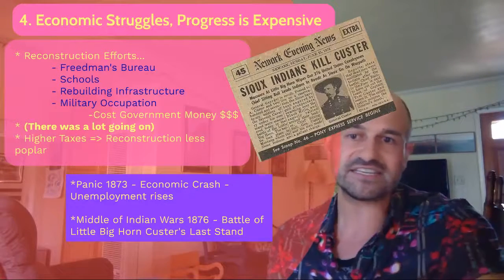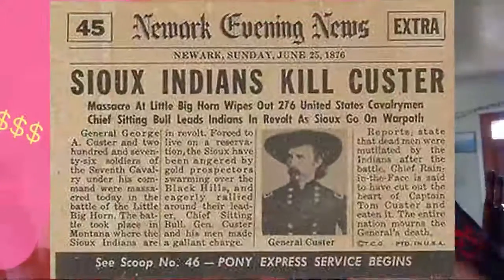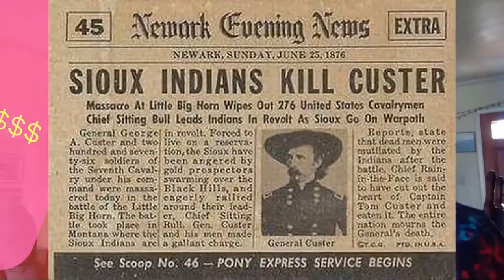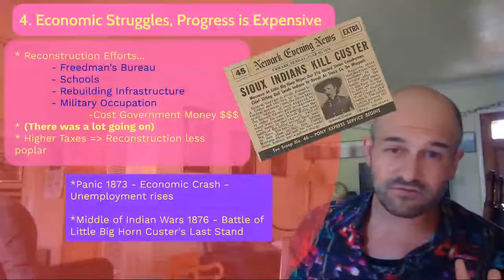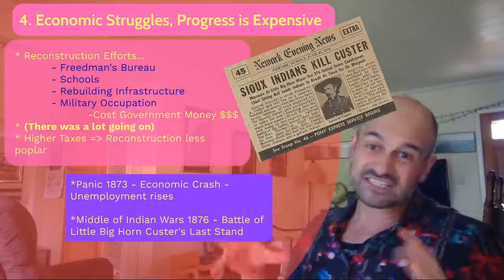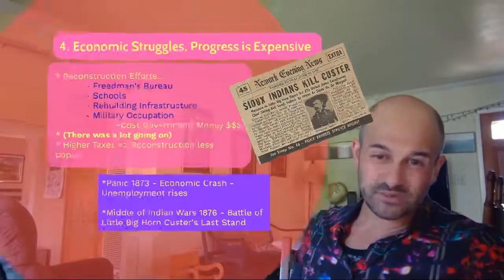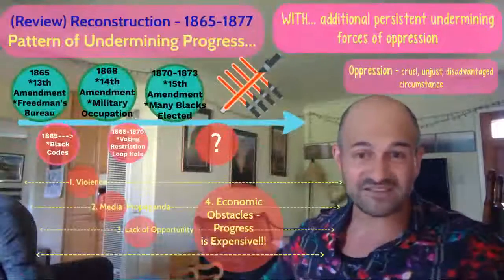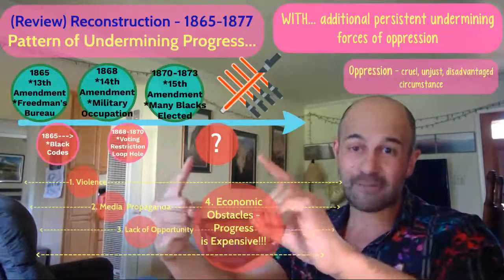In 1876 is Custer's Last Stand, or the Battle of Little Bighorn. And so headlines like this are popping up. Sioux Indians kill Custer. Massacre at Little Bighorn wipes out 276 United States cavalrymen. Chief Sitting Bull leads Indians in revolt as Sioux go on warpath. So these headlines are popping up all over the place, and there's a lot happening, and interest in Reconstruction just kind of fades.